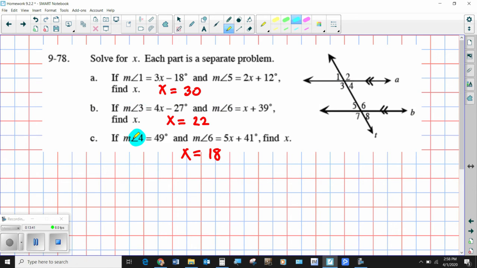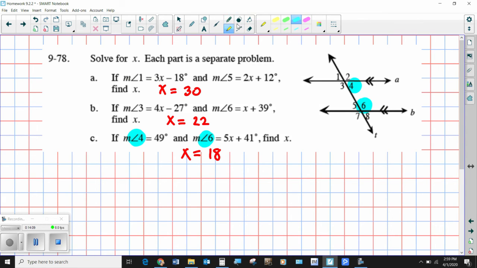What's the relationship between angle 4 and angle 6? They are on the same side interior of a transversal intersecting parallel lines. These two angles are parallel. No, they're not parallel. They are supplementary to each other. One's an obtuse angle, so this is more than 90 degrees. This is less than 90 degrees. This is acute, so they can't be equal to each other. Why are they supplemental to each other?